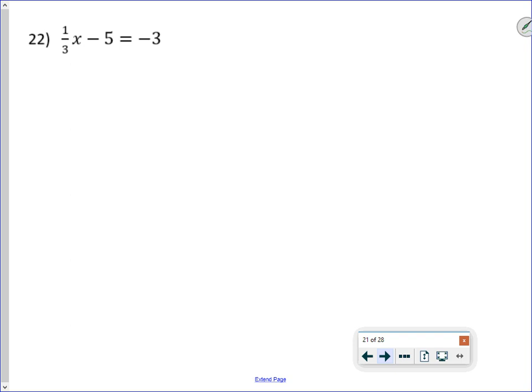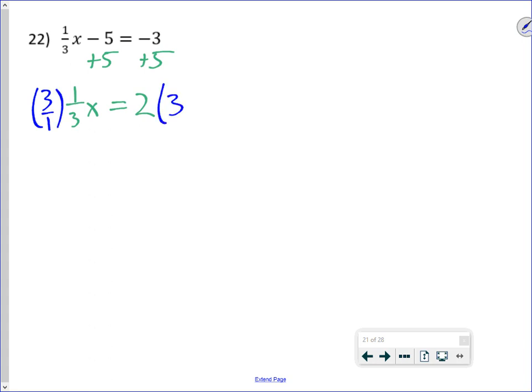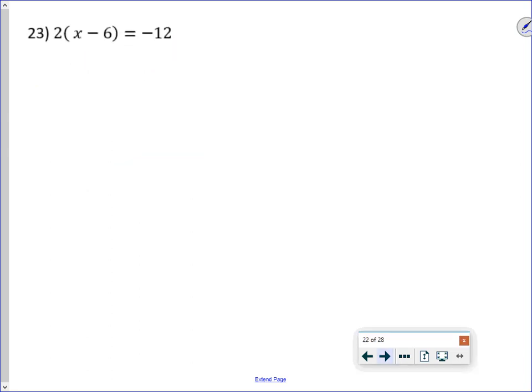For this one, I will need to get rid of the 5, so I'll add 5 to both sides, and I'll get 1/3 x equals 2. And I will multiply by the reciprocal to get rid of the fraction. And now that cancels, and I'll get x equals 6. Once again, if I'm going quickly, feel free to rewind.